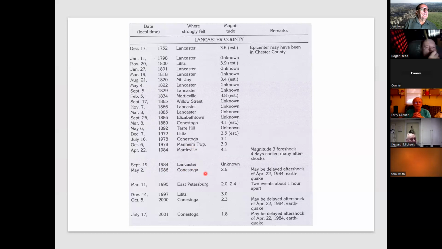So I'm looking for the 4.3 Easter Sunday one that we had April 22nd of 1984. The magnitude turned out to be 4.3. That was a larger one. That's right, here it is, 4.3 right here. That was on Easter Sunday, April 22nd, which is also Earth Day, which is kind of funny.